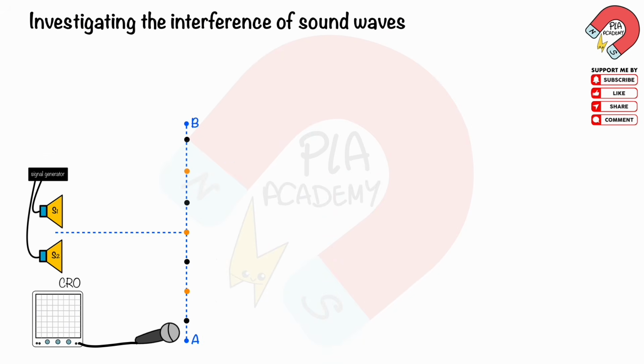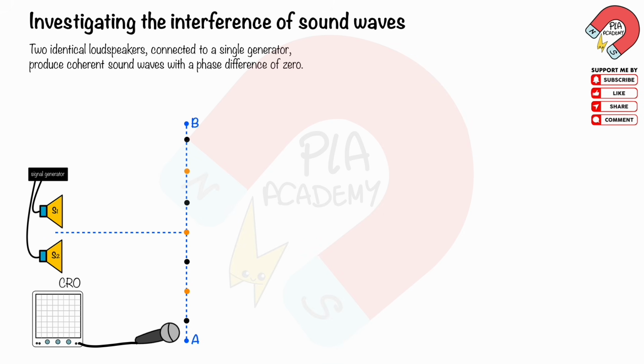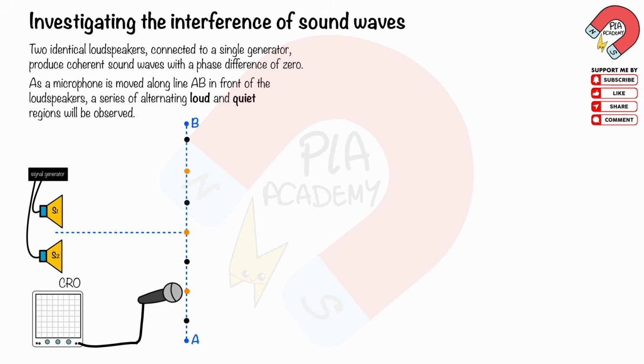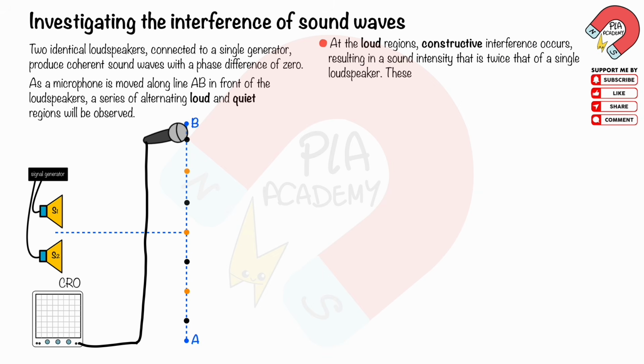Investigating the interference of sound waves. Two identical loudspeakers, connected to a single generator, produce coherent sound waves with a phase difference of 0. As a microphone is moved along line AB in front of the loudspeakers, a series of alternating loud and quiet regions is observed. At the loud regions, constructive interference occurs, resulting in a sound intensity that is twice that of a single loudspeaker. These regions are called antinodes.